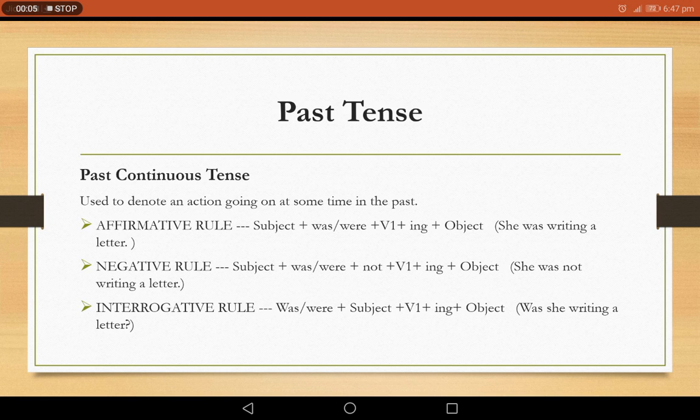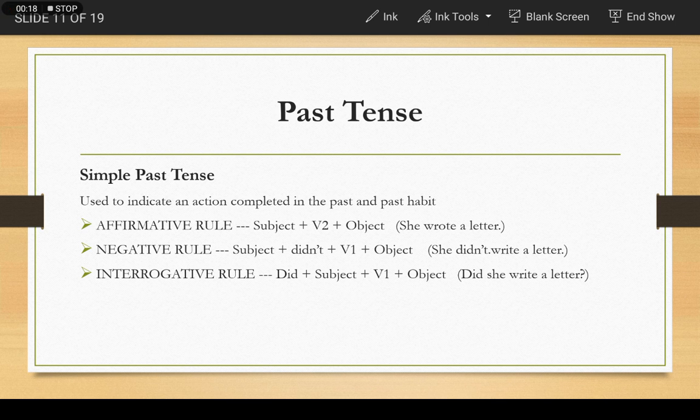We have already discussed present tense and the origin of the word tense. Now we will see the rules of past tense. To start with, simple past tense. Simple past tense is used to indicate an action completed in the past, and it also shows some past habits.